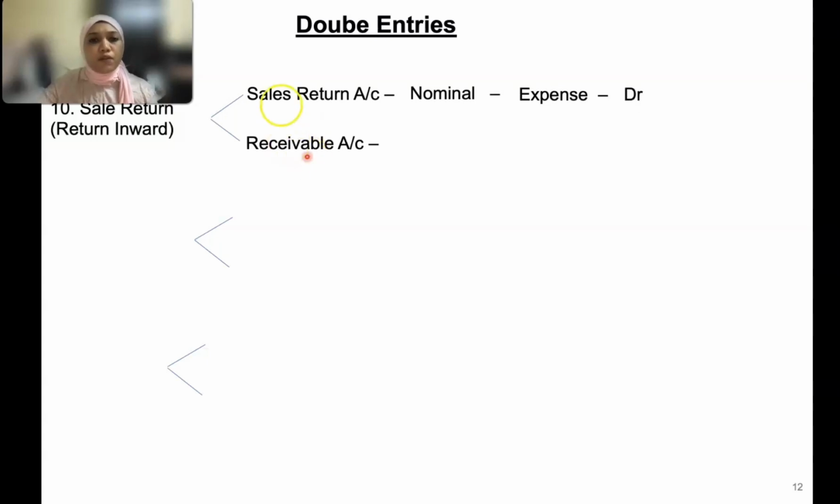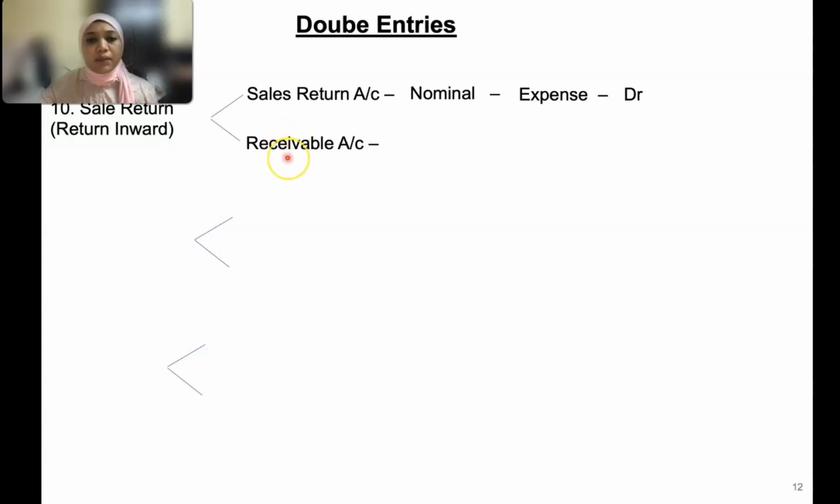Because of sale return, what will happen to our receivable account? It will have a decrease. Receivable is debit nature, because the customer returns goods back to us. For example, we sell goods worth $400. The customer returns 100, so we need to reduce 100 from the receivable account, right?